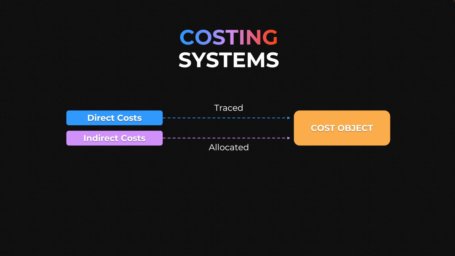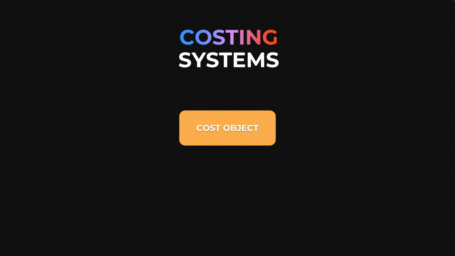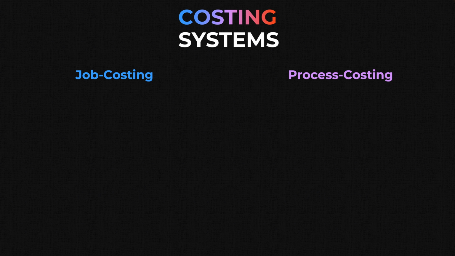There are costing systems that focus on direct and indirect costs, and there are costing systems that focus on the type of cost object in question. That's what we'll do today. So depending on the cost object, we will either be discussing something called job costing or something called process costing. Let's quickly look at each.